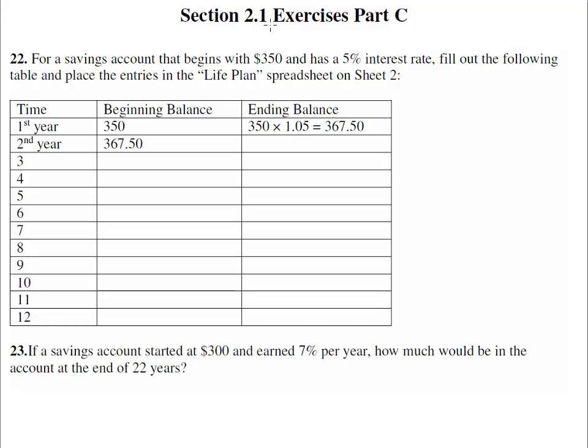Here we are in section 2.1 exercises part C with numbers 22 through 25 that we're going to do this time. For a savings account that begins with $350 and has a 5% interest rate, so that's going to be a 0.05 that we're going to times everything by, fill out the following table. So we've got to fill out this table, and then we're going to place the entries, the things that we get, in the life plan spreadsheet that we have already created, and we're going to do that on sheet number 2. So first let's fill out the following table and then place the entries.